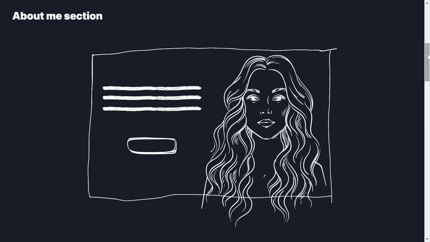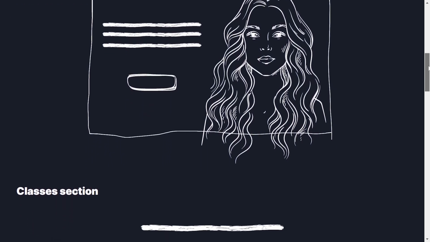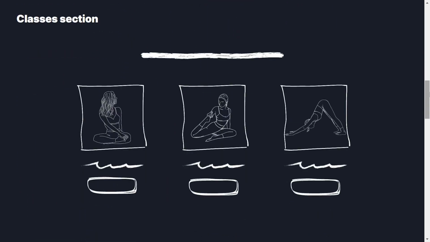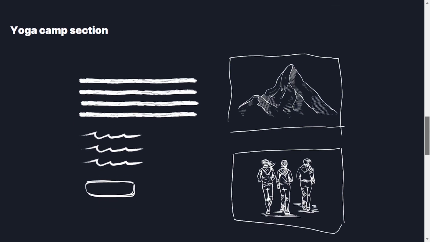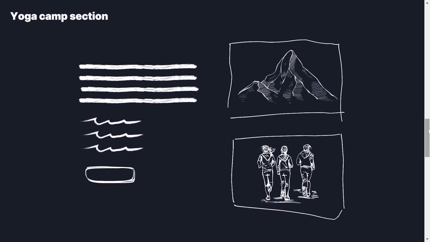After the About Me section, we'll get the classes and services offered by this yoga studio. I think I want to include just 3 types of classes and need images to illustrate them. Another section will be about the yoga camp retreat that this yoga studio will offer. I wanted to get the description of the upcoming camp, but I also needed 2 images that will illustrate the previous editions of this retreat. And those images were supposed to be generated by Midjourney.